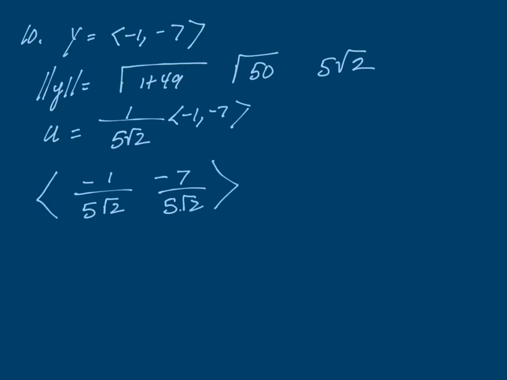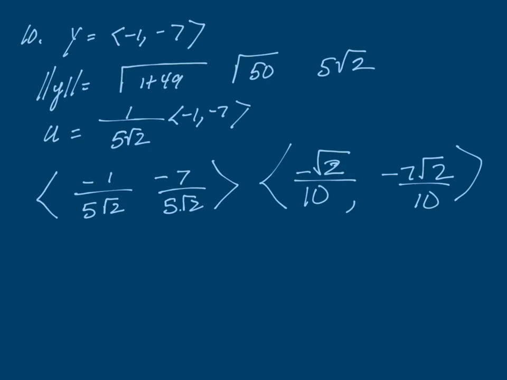So we would do negative square root of 2 over 5 times 2, which is 10, and -7 square root of 2 over 10. That's what I got. Negative square root of 2 over 10, and -7 square root of 2 over 10. Okay?